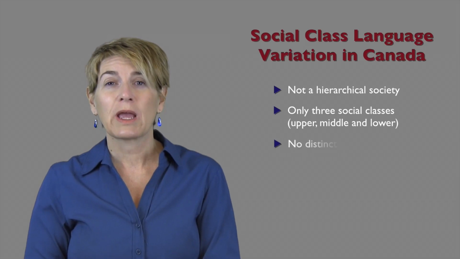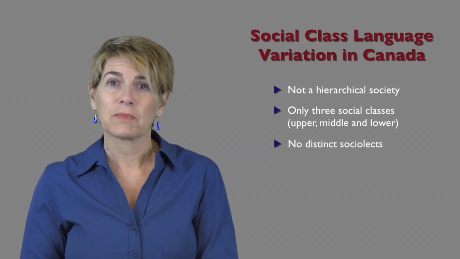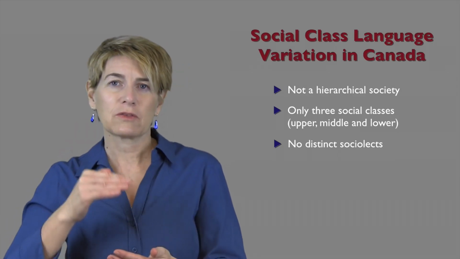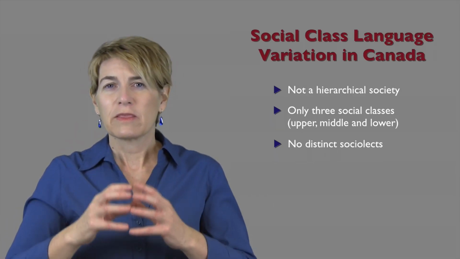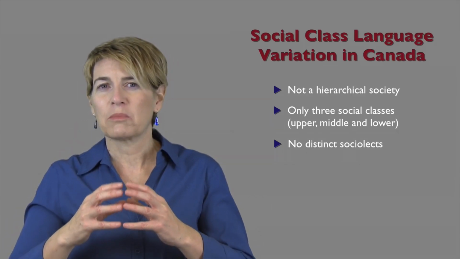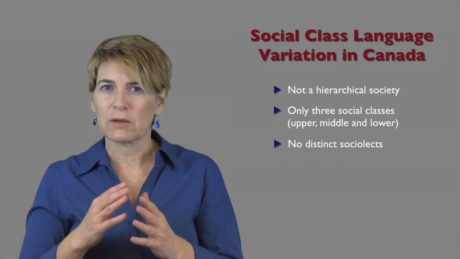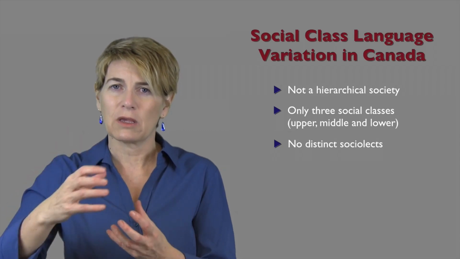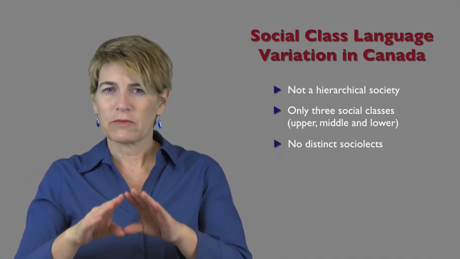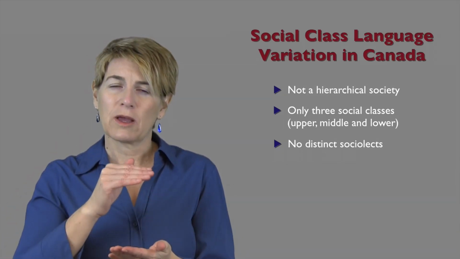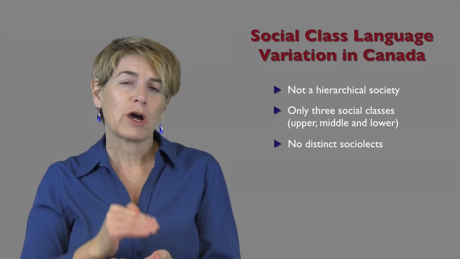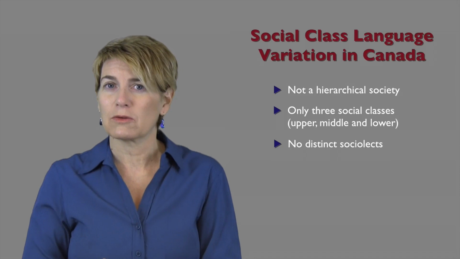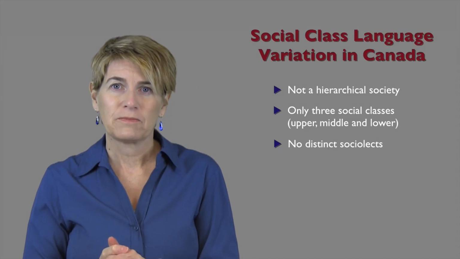And we also don't have distinct sociolects. You can't really hear someone speak and say, okay, you're upper class or you're middle class or you're lower class. There are some variations, but they're not really drastic the way that you would find in other societies such as the UK. So Canada is an example of a flatter society with sociolects that are not very distinct at all. So it's in a bit of a contrast to the other two societies we've looked at.